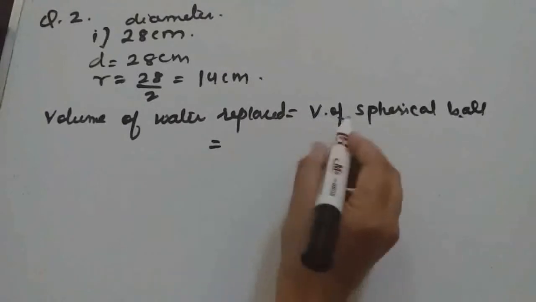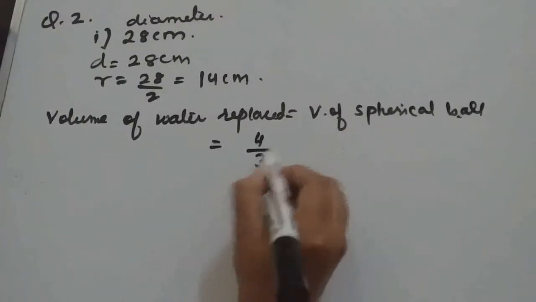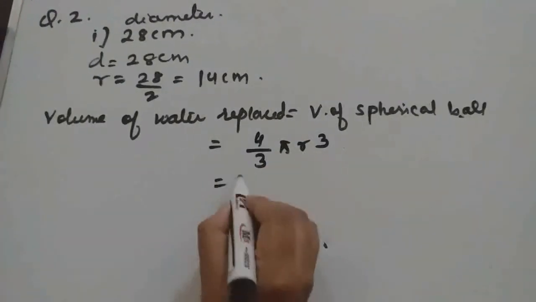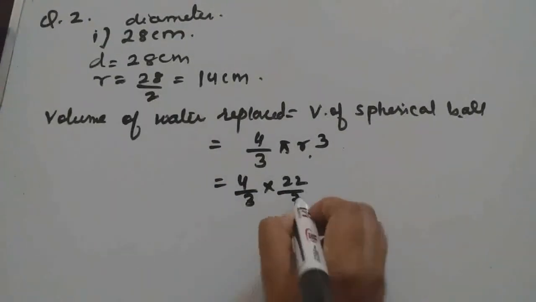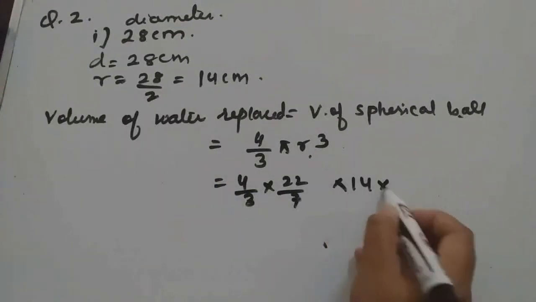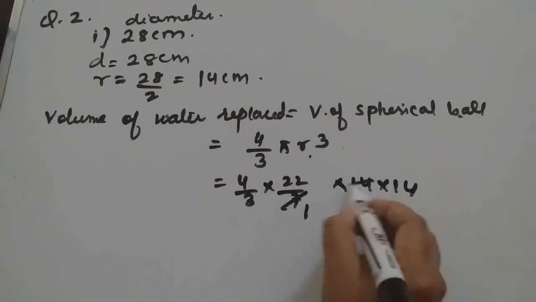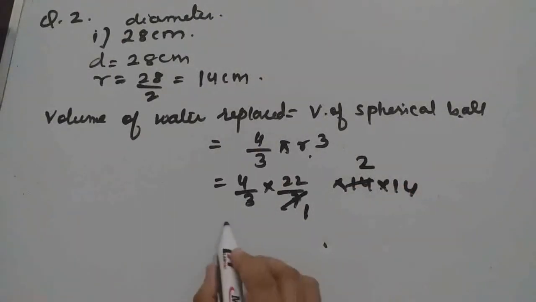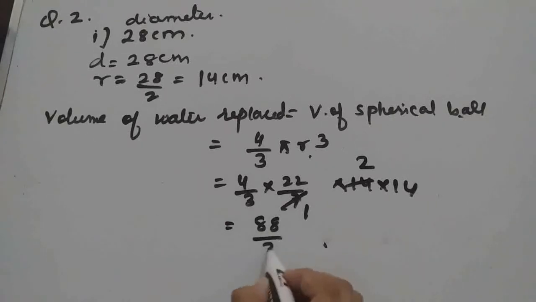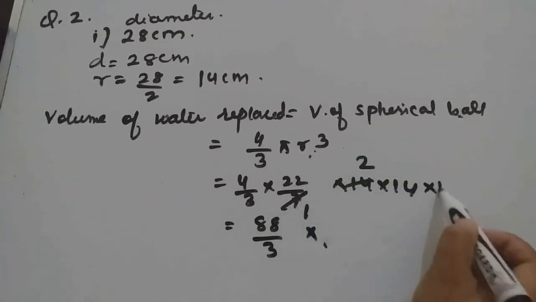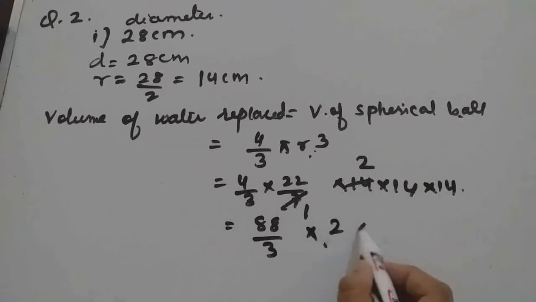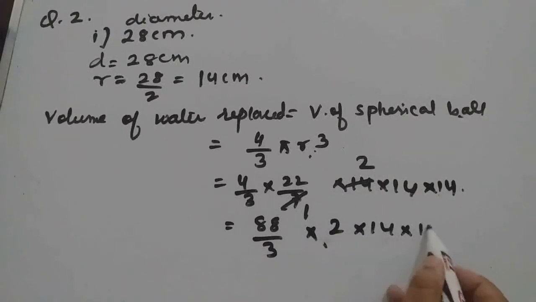Okay, we know the volume of a sphere is 4/3 πr³. The radius is 14, so we will write 22/7 into 14 into 14. 7 ones are 7, 7 twos are 14, so that will go. Now we'll be left with 88/3, and this will be r³, so one more 14 will come: 2 into 14 into 14.